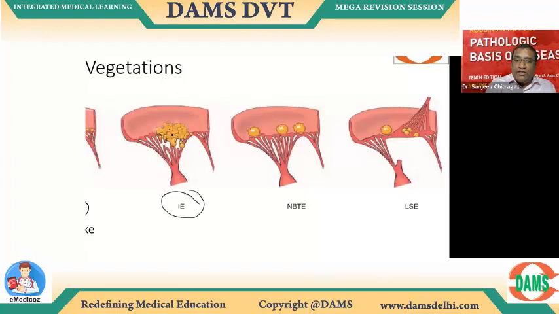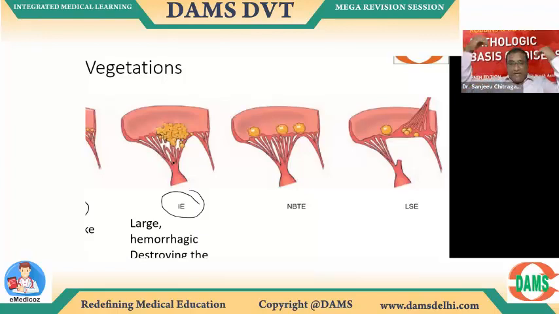Infective endocarditis, we just discussed, will usually be large. They will be destroying the valve and extending down into the chordae tendineae. So large, hemorrhagic, destroying the valve and extending down into the chordae tendineae. Now what is NBTE? We spoke about this also. In NBTE also there is a fibrin thrombus formed, but however there is no bacterial infection, no inflammation, no destruction of the valve.